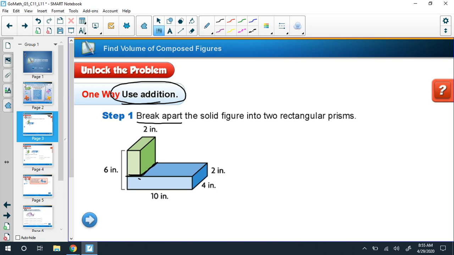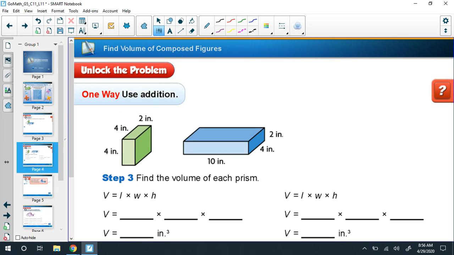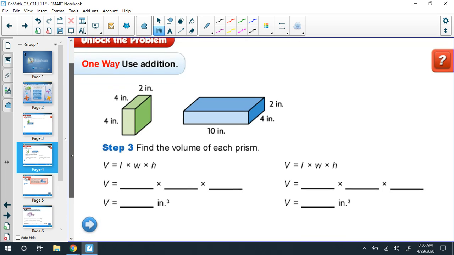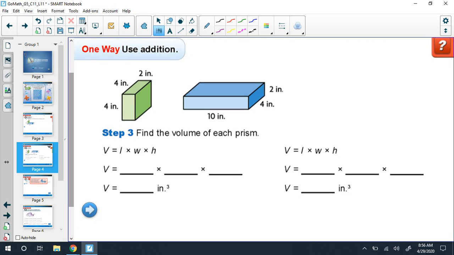An alternative could have been that we could have just broken it this way, and then we would end up with this prism over here and this one over here. The point is you can break them apart in the way that makes the most sense to you. We're going to work with what they've done. It just makes life a little bit easier. After you break the composed figure into your two different rectangular prisms, you look at them totally separately.